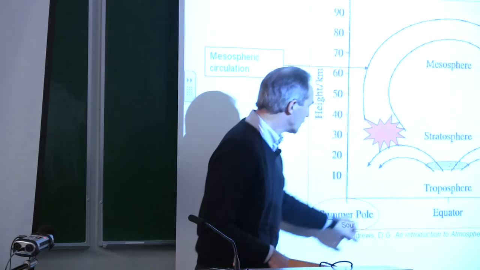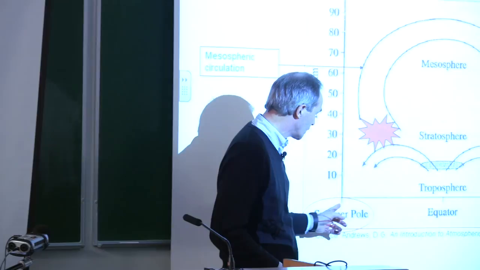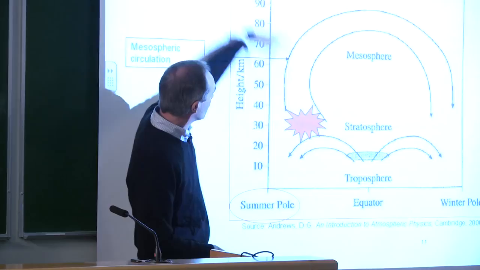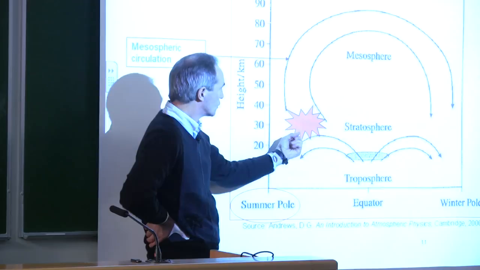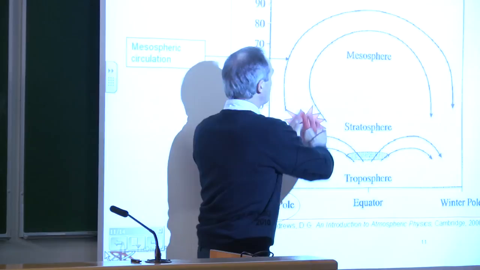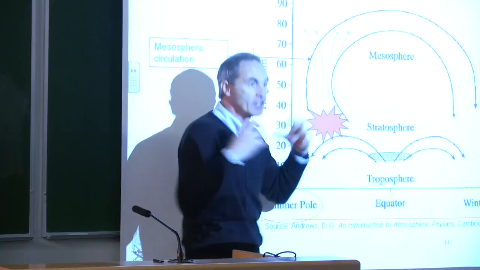If this is a picture in terms of latitude, this is the south pole or the summer pole, and that's the winter pole. It doesn't matter which is which. In the summer pole, infrared radiation is absorbed largely by the water vapor and ozone in this region of about 30 to 40 kilometers. So it heats up that region of the atmosphere. It causes expansion, so you have adiabatic expansion. The atmosphere expands up this way, and by the time it reaches the mesosphere, that adiabatic expansion gives you cooling. So you get cooling in the summer pole.